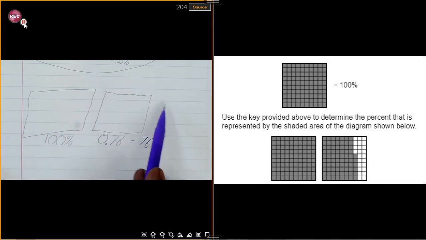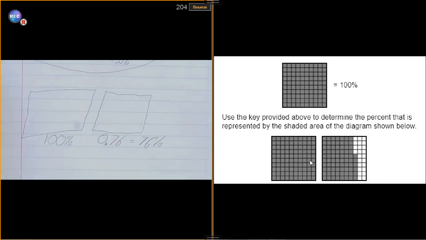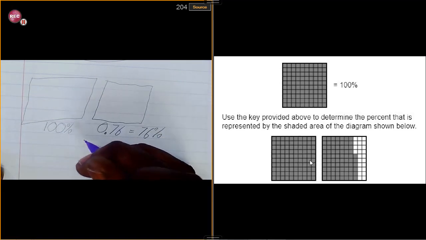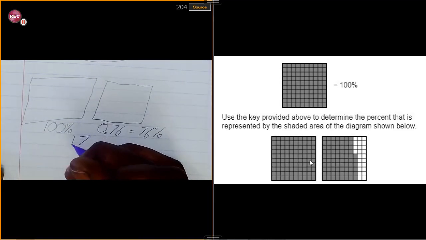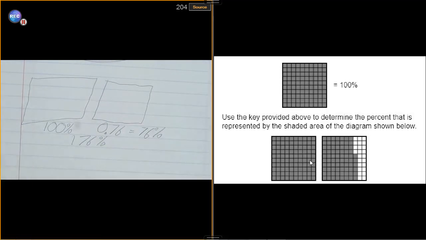So now we need to look at both models. So I'm going to come over here in both models. Okay? In both models. So now, since we are looking at both models, the total for those two models, if we just put the two percents together, is 176%.